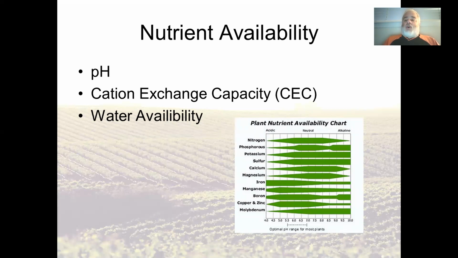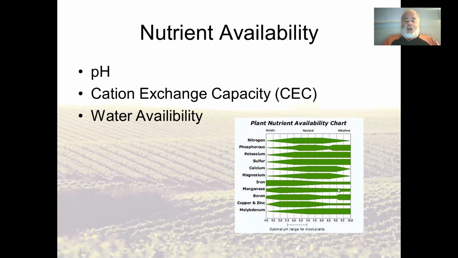And it also has a lot to do with the cation exchange capacity of the soil. If you don't know what that means, look it up. It's just the ability to exchange positive cations with the plant. And so there's an exchange between the soil and the root through the soil moisture, exchanging cations. And that's how plants take up nutrients.